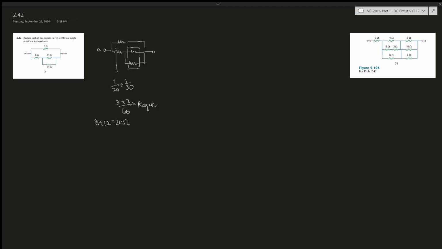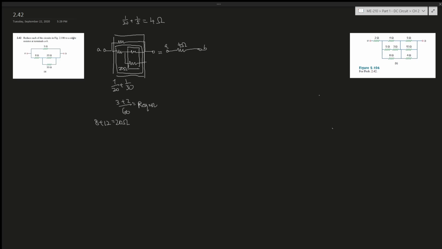So this whole big thing is 20 ohms, and then now we have another parallel. So 1 over 20 plus 1 over 5, that is 4 over 20, so that would be 20 over 5, which is 4 ohms, right? So this equals A and B with 4 ohms of resistance in between.